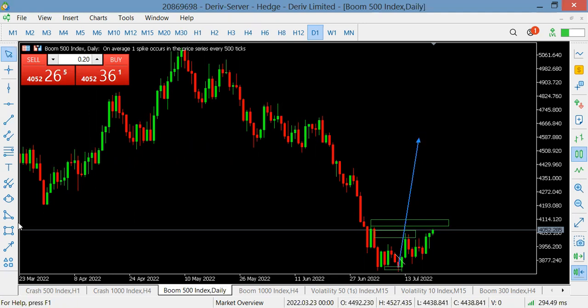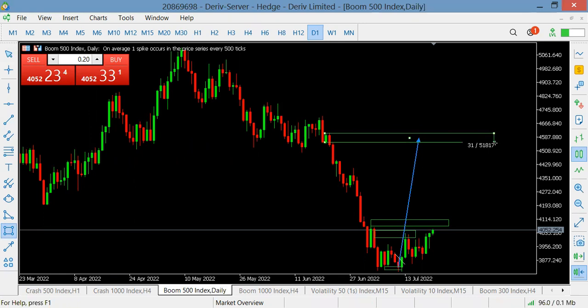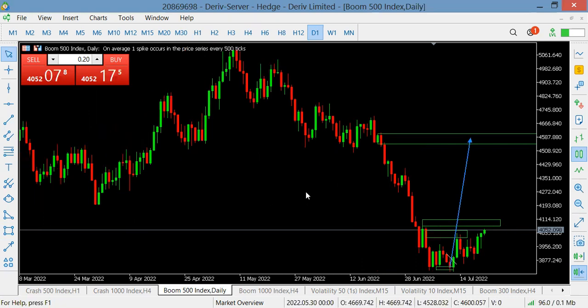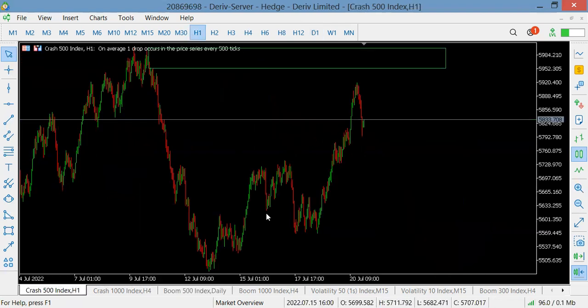So we're looking at Boom 500 buying to this upside. If this particular zone does not hold, then for the next couple of days, for the next couple of weeks, thereabouts, Boom 500 will be extremely bullish. So if you want to trade Boom 500, just watch out for buying opportunities if this particular zone does not hold. Okay, guys, so that's that about Boom 500.